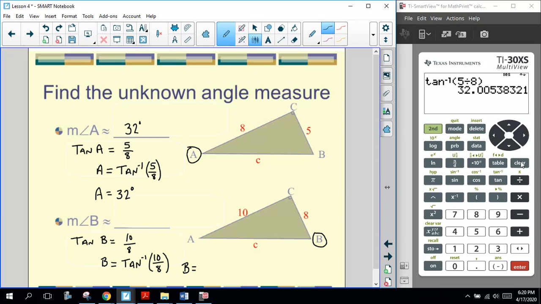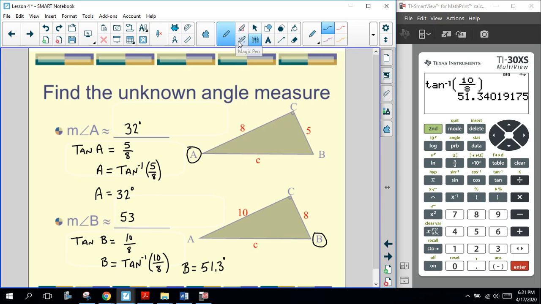So let's take a look. I do second tangent. So second tan gives you the tan inverse of 10/8. So 10, and you could do your fraction. Last time I did the division. So 10 over 8, and I arrow out of my fraction and I put my parenthesis. So the tan inverse of 10/8, I hit enter, and I end up with an answer here of 51.34 degrees. So I'm just going to make this 51.3 degrees.